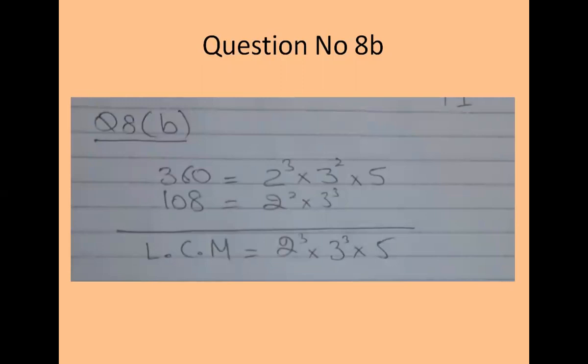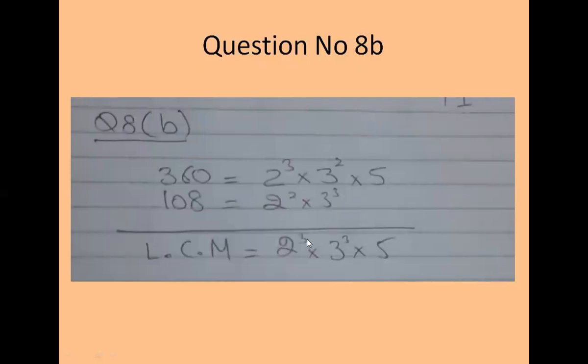Then he says find the LCM of 360 and 108. We know that 360 is 2 cube into 3 square into 5, and 108 is 2 square into 3 cube. So if you want to find the LCM, the factors which are common, you write them once and you take their larger power. So 2 raised to power 3. You take 3 raised to power 3.